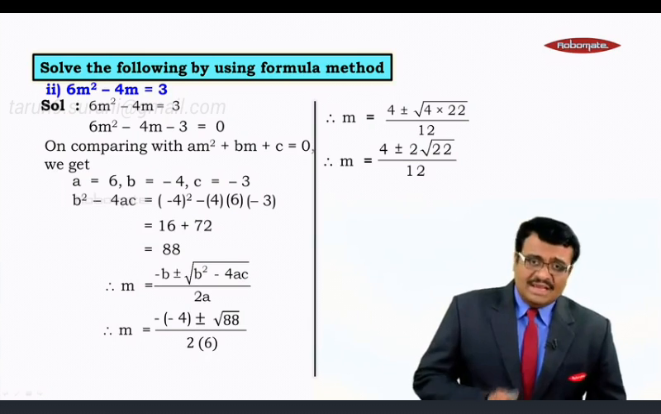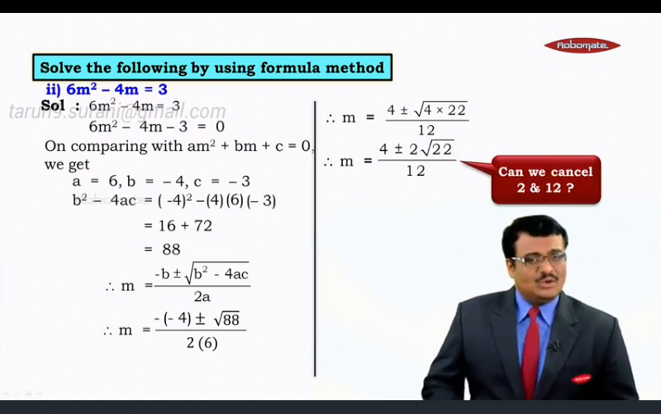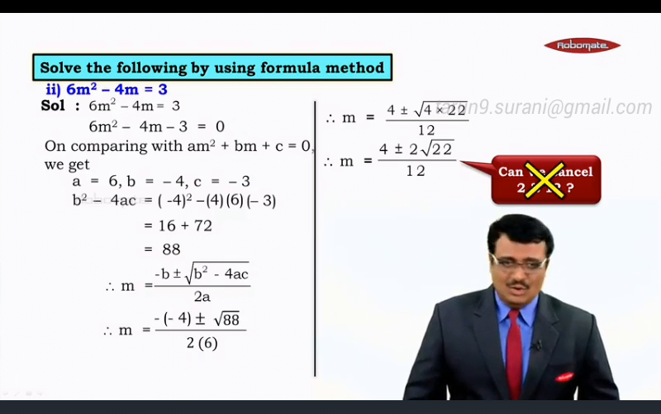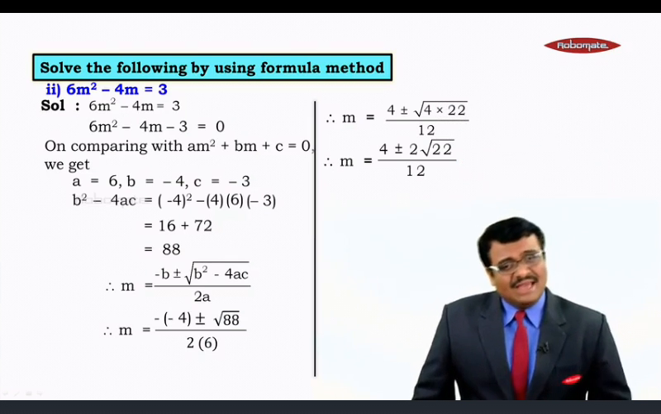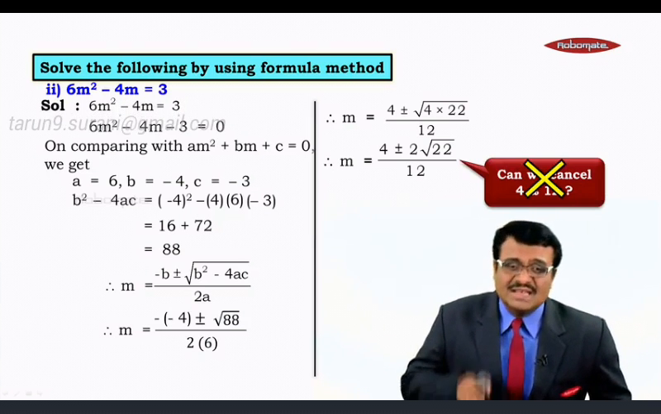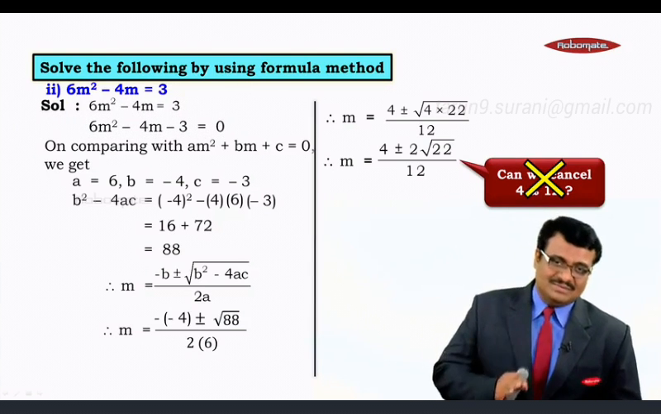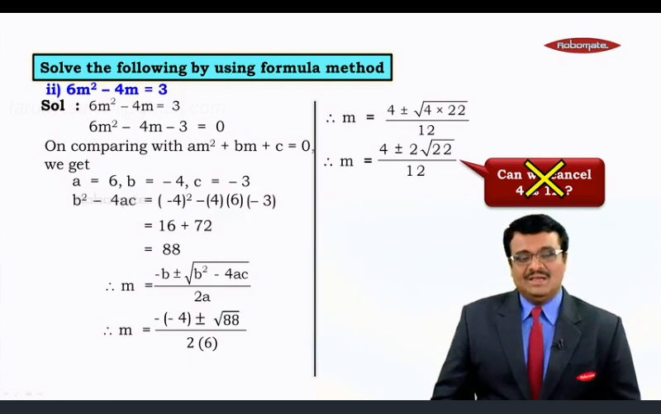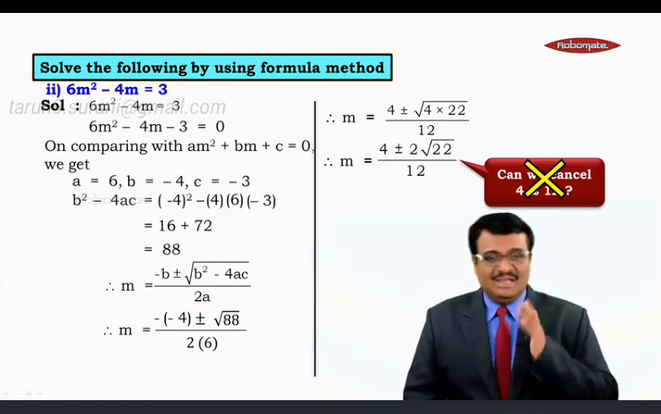Now can we cancel this 2 and 12, which is 2 in the numerator and 12 in the denominator? Can we cancel that? No, we cannot cancel. Can we cancel 4 and 12? No, we cannot cancel. Why we cannot cancel? Because there is a plus or minus sign between the two terms and the 12 is for the whole denominator. You cannot cancel that way. If at all you want to cancel, you need a multiplication sign.